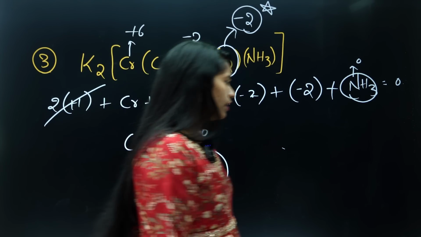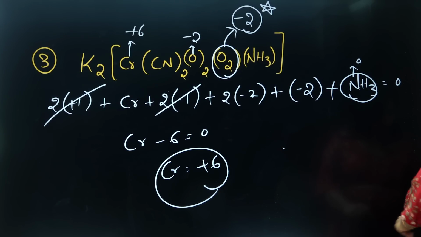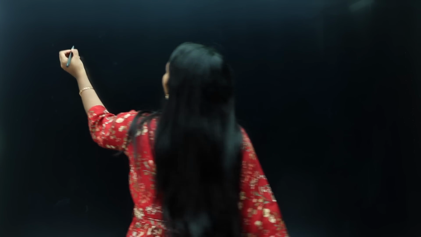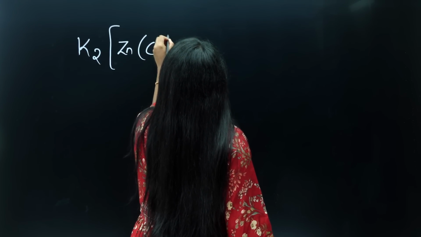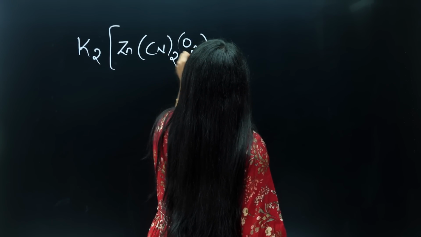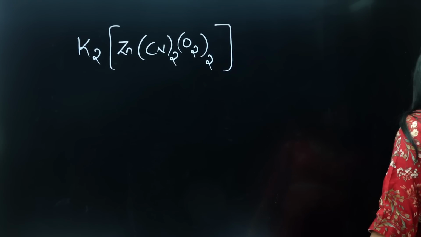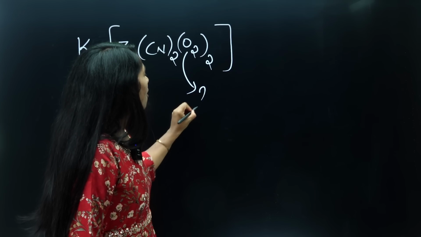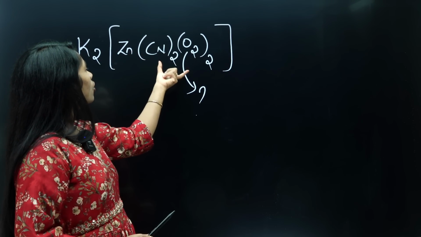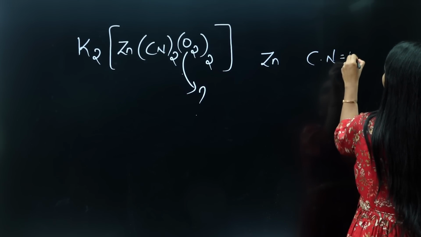Clear? Take this screenshot. I'll give you one example as homework. Write that example: K2[Zn(CN)2(O2)2]. One second, I'll check that the example is correct. I want you to find the charge on this complex. Let's see, in this the coordination number is 4. Coordination number 4 for zinc means it will be in a plus 2 state.